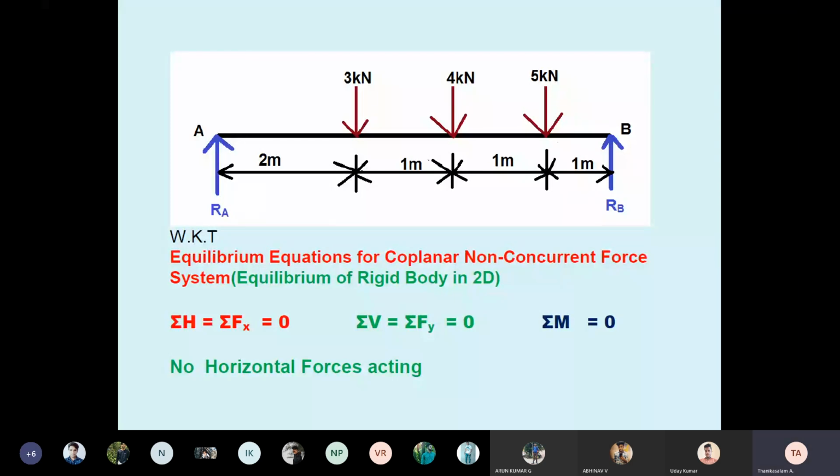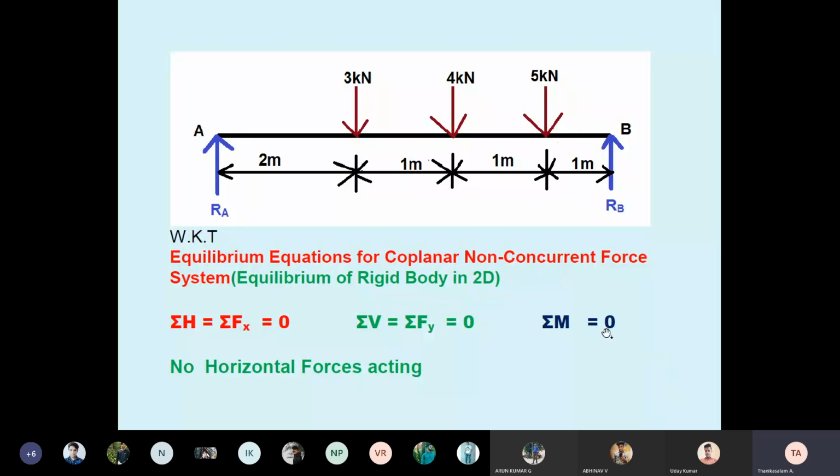So you have to keep three points in your mind while taking moment. First, choose the reference point. Second, identify which forces are not giving moment. Third, take the moment, which is force into perpendicular distance, and identify whether it is clockwise or anti-clockwise.